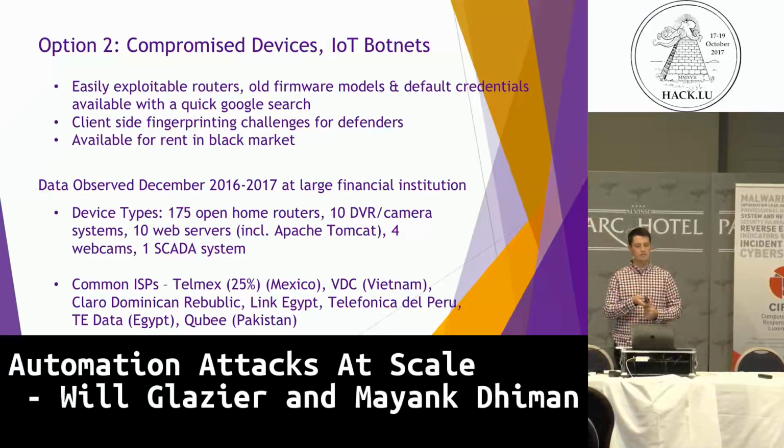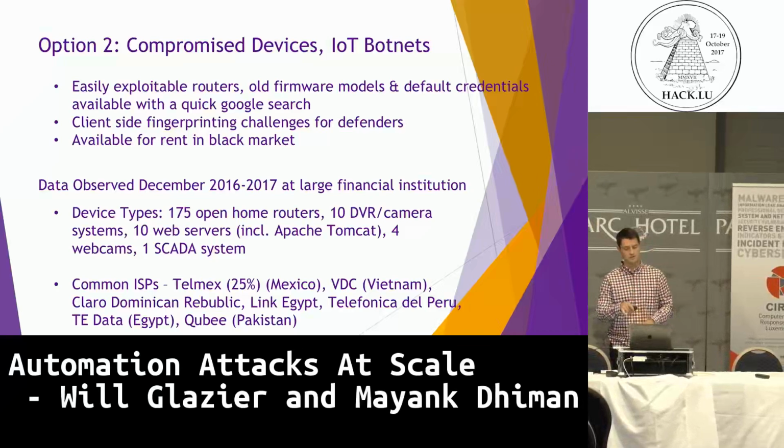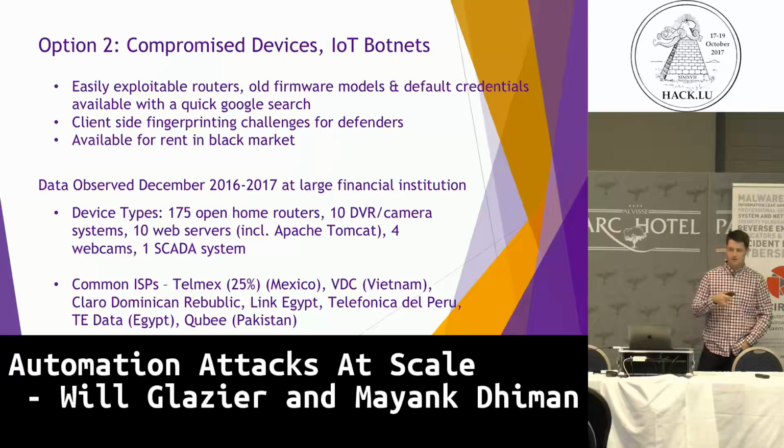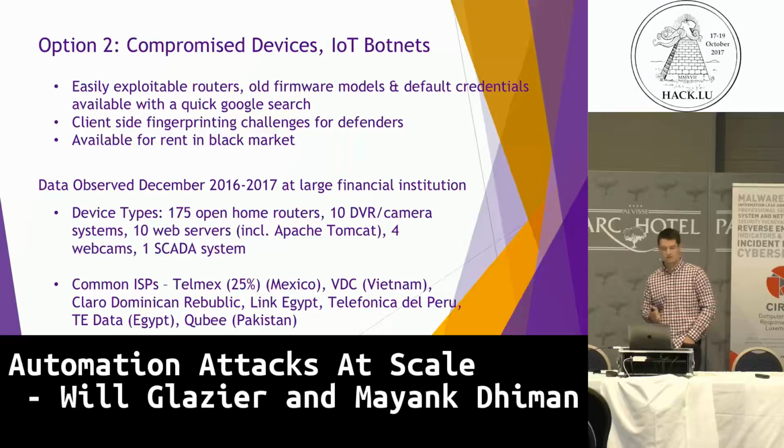This is data that we observed in December 2016 through January 2017 at a financial institution. And what we did is we saw these IPs routing a bunch of attack traffic. We had a little bit of an idea of what tool they were using. We weren't entirely sure. And what we decided to do is just go to those IP addresses on the internet and go to the common ports and see what turned up.